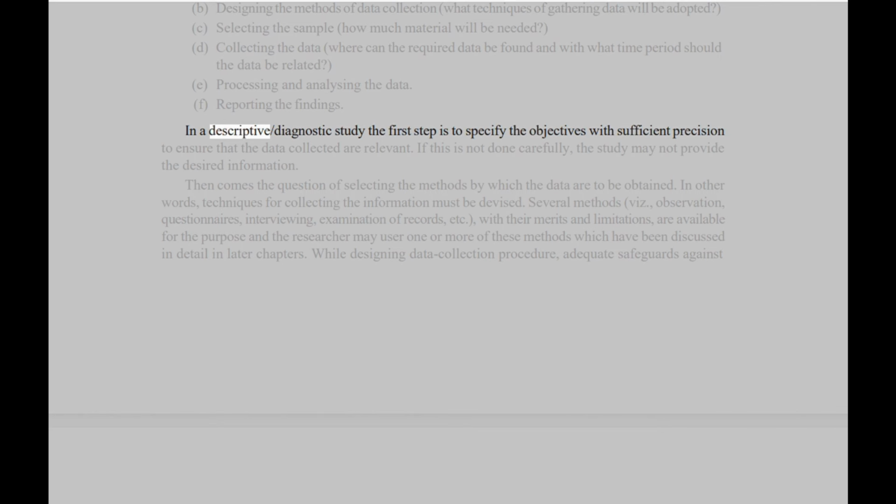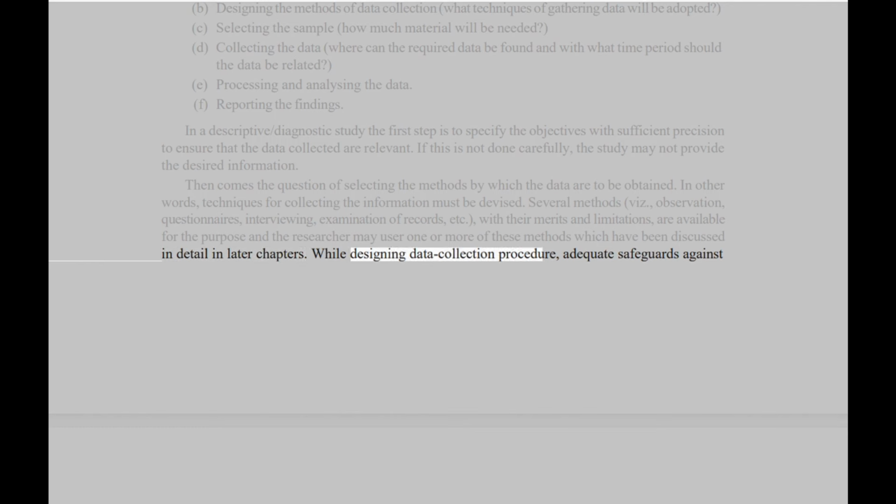In a descriptive diagnostic study, the first step is to specify the objectives with sufficient precision to ensure that the data collected are relevant. If this is not done carefully, the study may not provide the desired information. Then comes the question of selecting the methods by which the data are to be obtained. In other words, techniques for collecting the information must be devised. Several methods, viz. observation, questionnaires, interviewing, examination of records, etc., with their merits and limitations, are available for the purpose, and the researcher may use one or more of these methods which have been discussed in detail in later chapters.